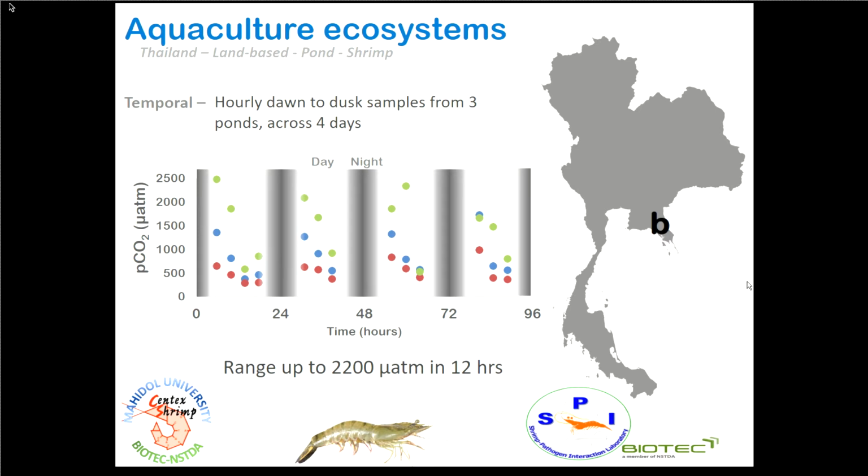So this is caused by a build-up of CO2 during the night. So the algae and the shrimp in the pond are respiring at night, producing CO2, and then in the day, as the sunlight kicks in, the algae become photosynthetic and draw all that CO2 back down again. So it's constantly cycling through this, and the intensity of it really depends on the productivity within that pond.